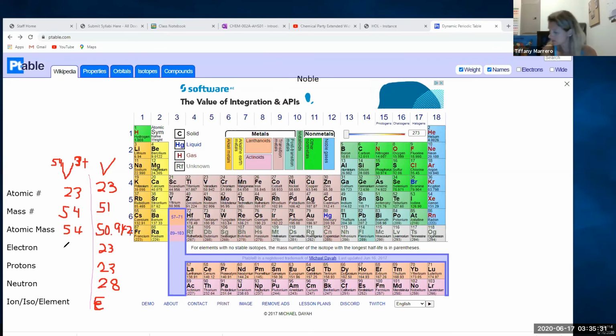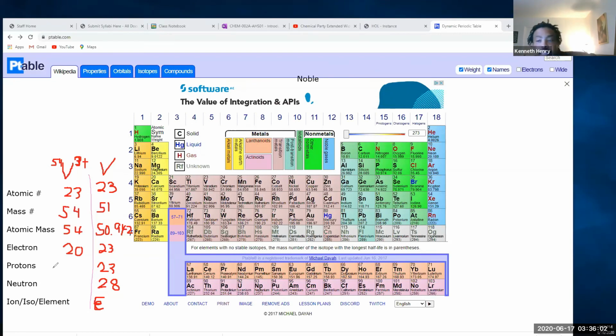It is 20. I was hearing so many numbers. Okay, so it's always going to be the same. If it's neutral, it's going to be the same number of electrons as protons, but it has a charge. It's telling us it's a plus charge. So that means we have to take away 3 electrons. So that gives us 20.